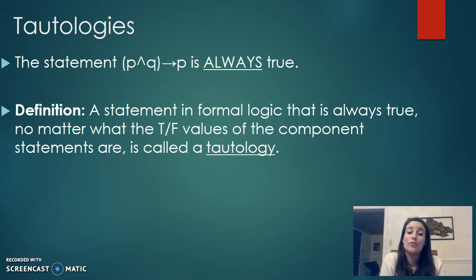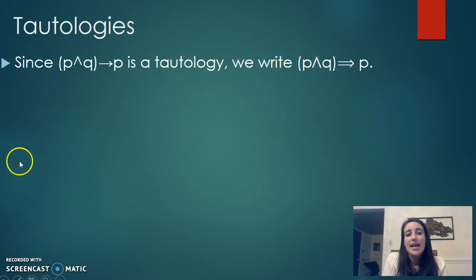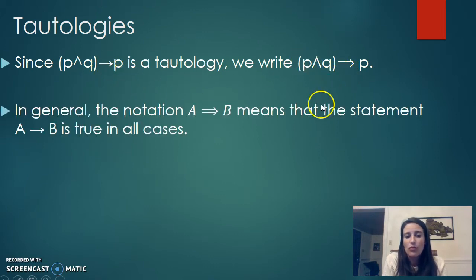And any statement in formal logic that is always true, no matter what the true-false values of the component statements are, is called a tautology. And since P and Q implies P is always true, we can use a special symbol to indicate that. And in general, whenever you see A implies B with this double arrow, that means that the statement A implies B is true in all cases.